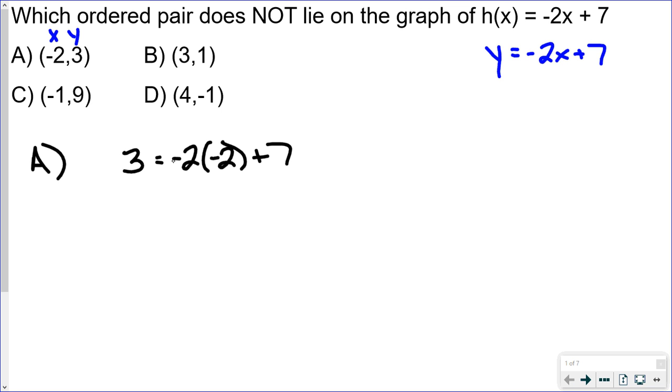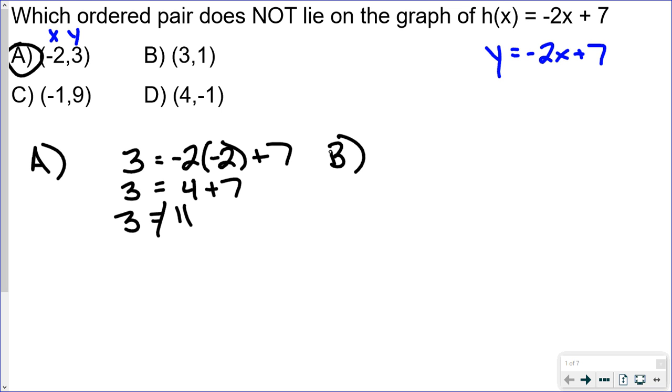And so now I'm just looking to see, is the left side of this equal to the right side? If I do the math here, 3 equals negative 2 times negative 2 is 4 plus 7. So I end up with 3 equals 11. That's not true. So the answer is actually A. When you plug in negative 2 into the function, you don't get 3 out. So you really wouldn't have to do any more, but let me just show you B.